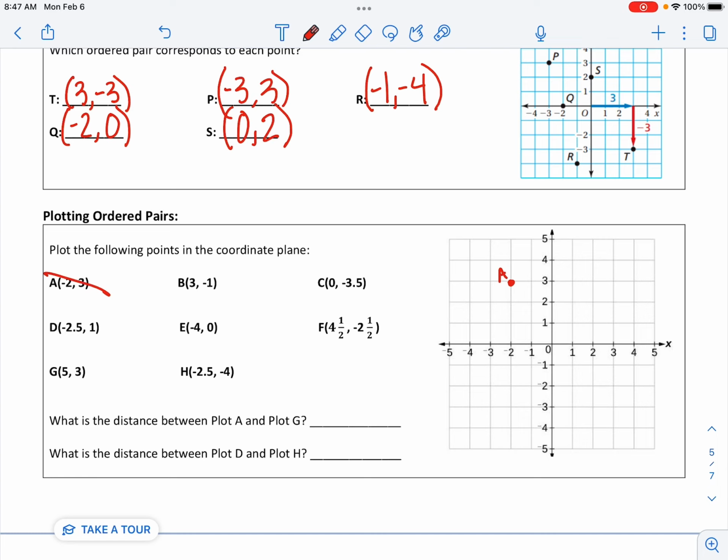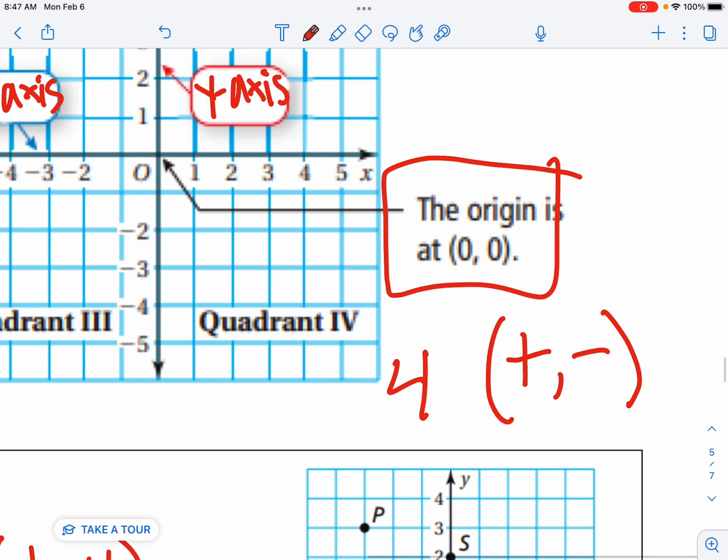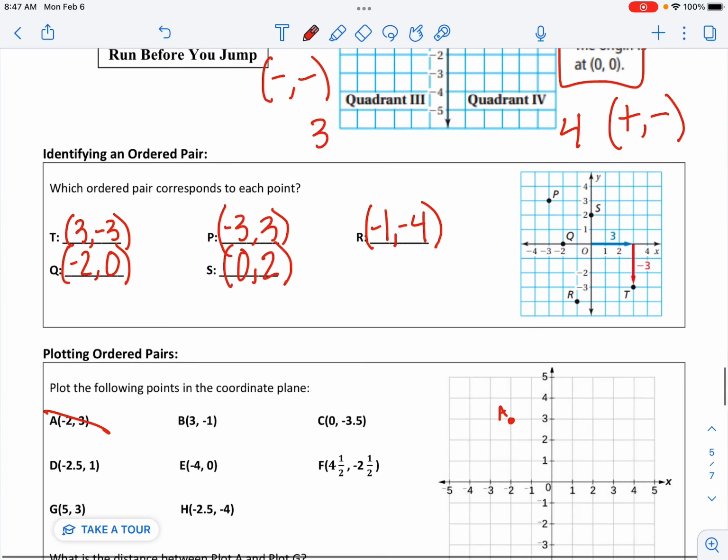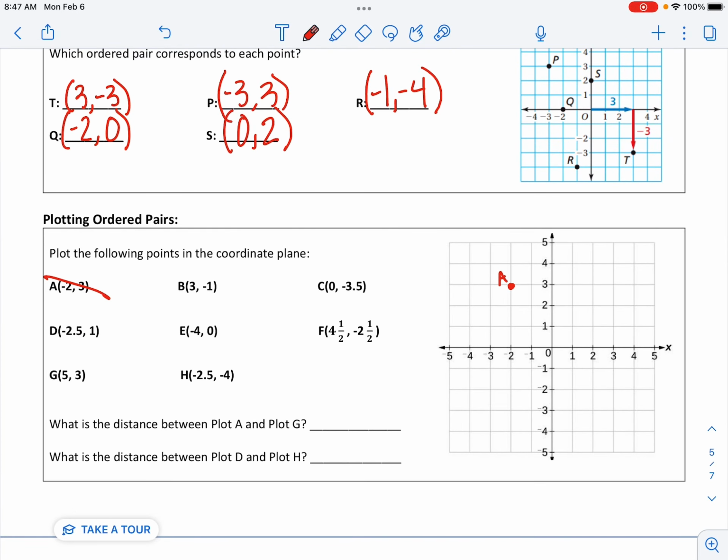So for B, it's a positive and then a negative. So that's going to be in quadrant 4, positive, negative. So it says 3, comma, negative 1. So we go to the right 3, and then we go down 1, and that's B.